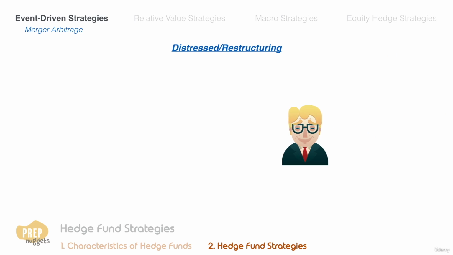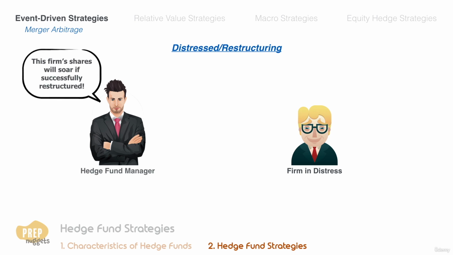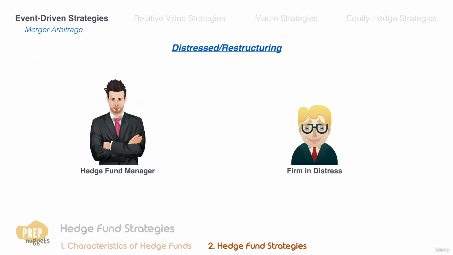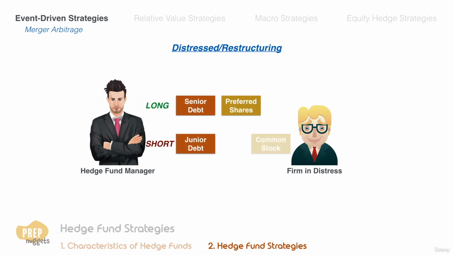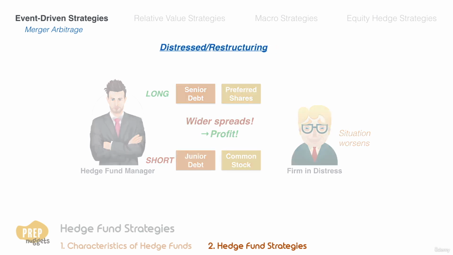Distressed restructuring is the strategy of buying the securities of firms in financial distress or close to bankruptcy. If the hedge fund manager feels that the distressed firm is likely to be successfully restructured, he buys the company's shares, hoping that the share price will recover. A more complicated approach is to long the senior debt and short junior debt, or buy preferred stock and short common stock. This is done in expectation that the prospects of the company will worsen, resulting in a widening spread between the riskier and less risky securities of the company.